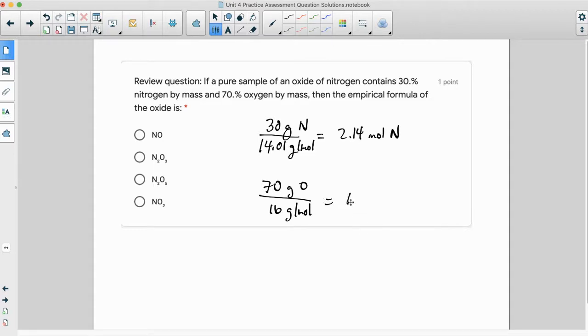And we get 4.38 moles of oxygen. Divide these out by the smaller number of moles. That would be 2.14. This gives us 1 mole of N. This is very close to 2 moles of O, so our formula has to be NO2.